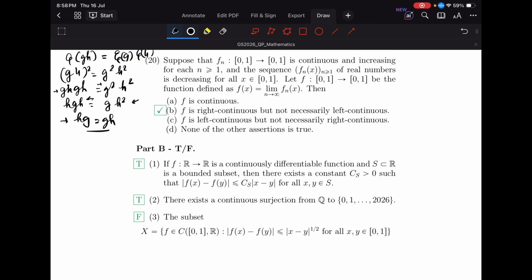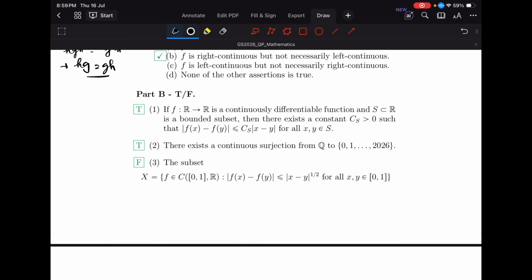Finally, we have to solve question number 20. Suppose that f_n is a function from [0, 1] to [0, 1], continuous and increasing for each n. They are increasing functions for each n. And f_n(x) is a sequence of real numbers which is decreasing for all x. Let f from [0, 1] to [0, 1] be the function defined as f(x) equal to limit n tends to infinity of f_n(x). Then choose the right continuity or left continuity.